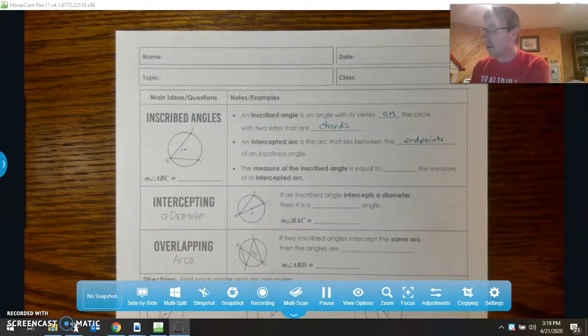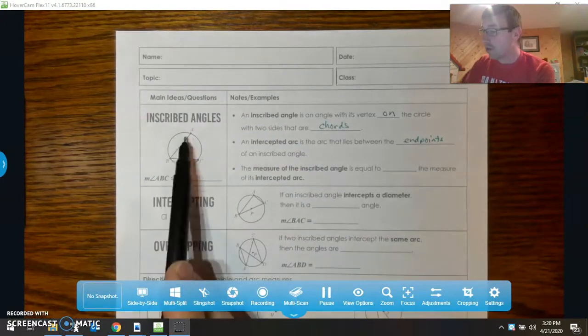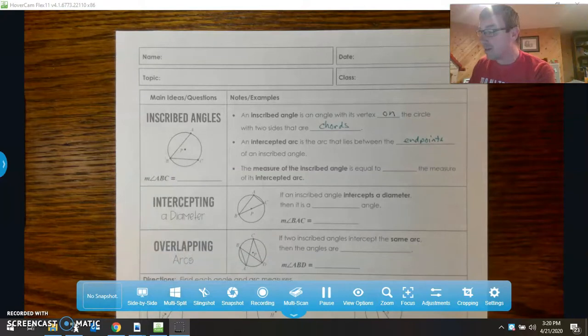Now, if you remember in previous lessons, you've talked about major arcs, minor arcs, and semicircles. Major arcs are anything greater than 180 and less than 360 degrees. A semicircle is equal to 180 degrees, and a minor arc is less than 180 but greater than 0. Minor arcs are labeled with 2 letters. Major arcs and semicircles are labeled with 3 letters. So a minor arc here would be arc AC. A major arc here, bigger than 180, would be arc ABC.